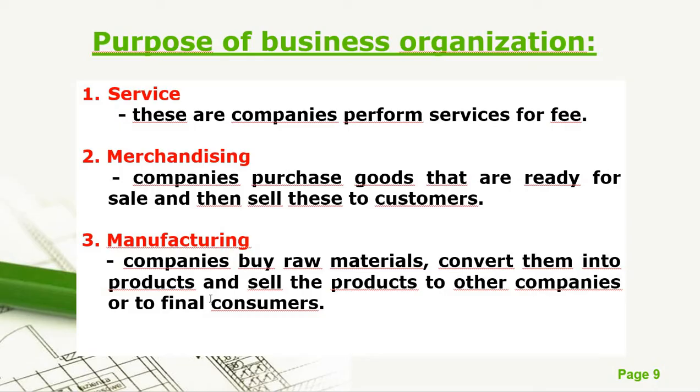Then for manufacturing, so here the companies will buy raw materials and then convert them into products and sell the products to other companies or to final consumer. So that's how manufacturing works. Now there is what we call transformation of raw materials into finished products before it will be sold to the customers.